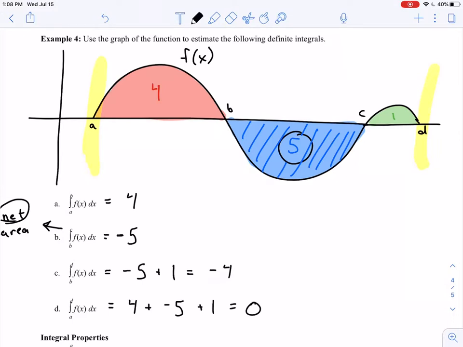So this is kind of interesting. What this definite integral is telling me is that the net area is 0. That means that the area below the x-axis is exactly equal to the area above the x-axis. That's kind of an interesting little detail of this definite integral.